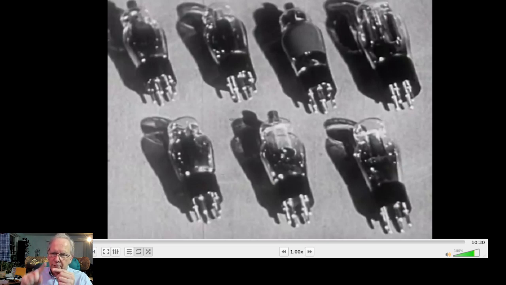So you've got a current flowing through something, and then you use a smaller current to control how much of that bigger current goes through, and that's called an amplifier. That's the definition of an electronic amplifier. And now it's done in silicon, transistors and then chips.